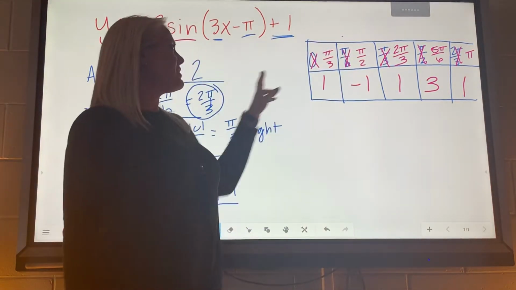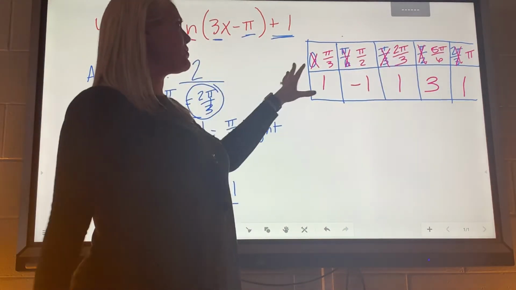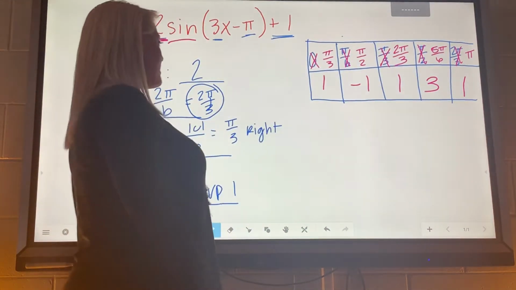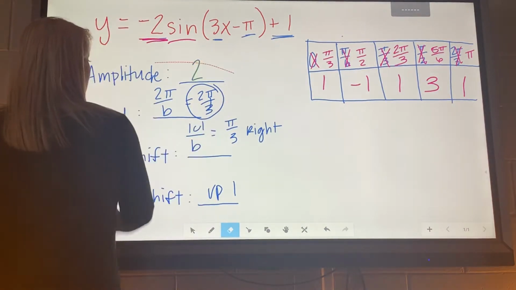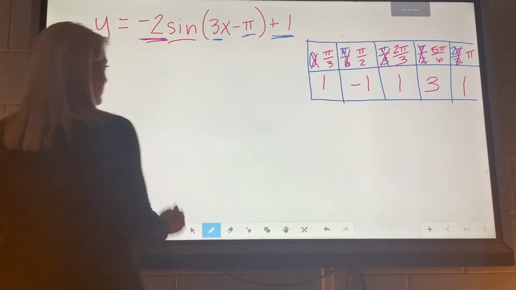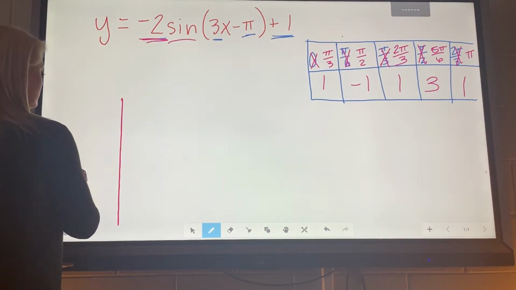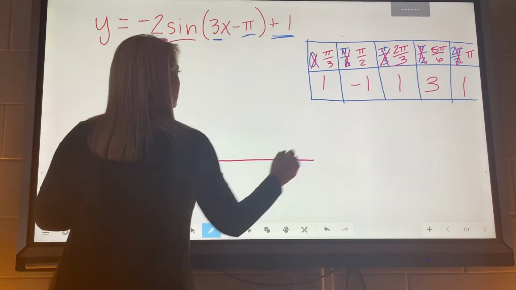Okay, so definitely the x values are the hardest part. But once we do that, we now have everything we need to be able to graph this. So I'm going to get rid of all of this so that I have some room.